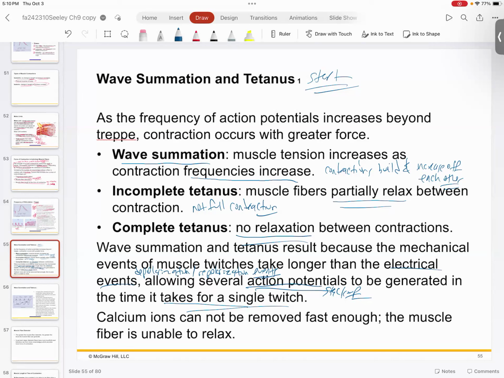When you look at this mechanically, as we talked about last time, one of the things you'll often see is that the calcium ions, remember, those were released by the sarcoplasmic reticulum, will not be removed sufficiently. That means you're in a partial state of contraction. So when you're unable to relax, it means you're in a state of partial contraction.